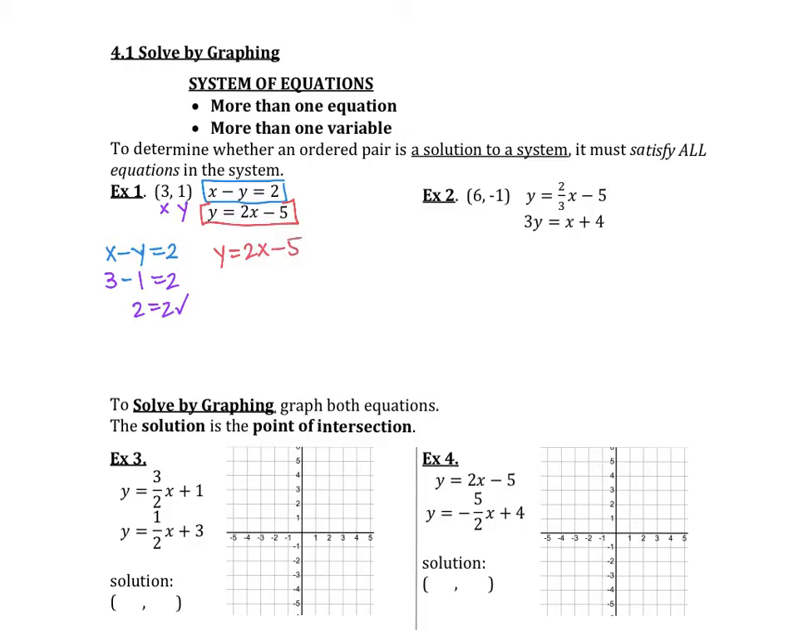So now the y value is still 1, equals 2 times x minus 5. The left side is solved, so let's just work on the right side. 2 times 3 is 6, minus 5. 6 minus 5 is 1. So 1 equals 1 checks. So yes, this is a solution to the system.